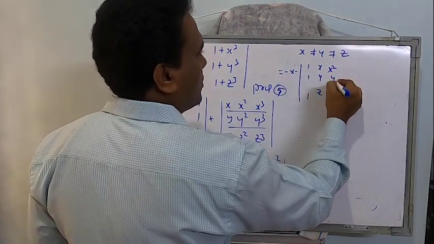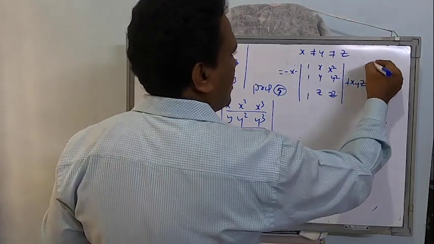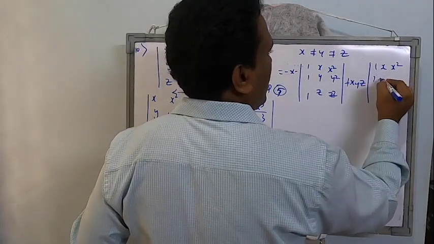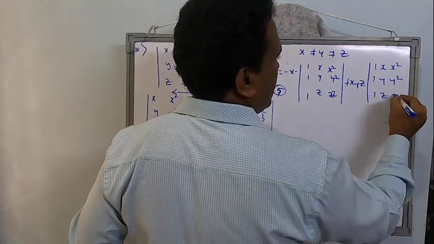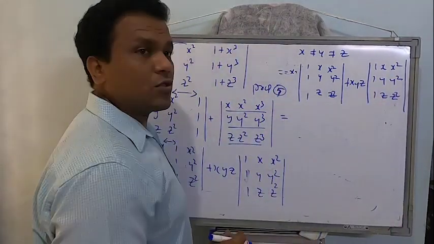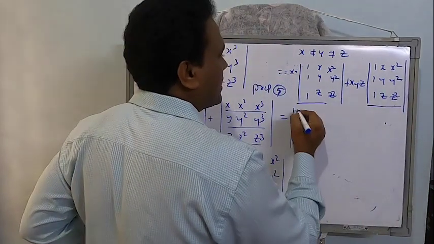Then x square, y square, z square. Then plus x, y, z. Correct now? What is the remaining? 1 x square, 1 y square, 1 z square. Now minus into minus will be plus. What is common in these two? The determinant itself is common. So I can take out the determinant outside.